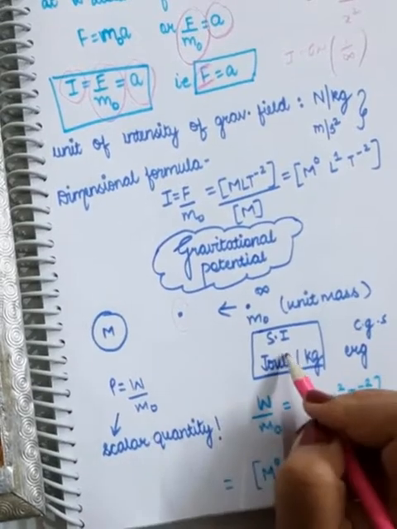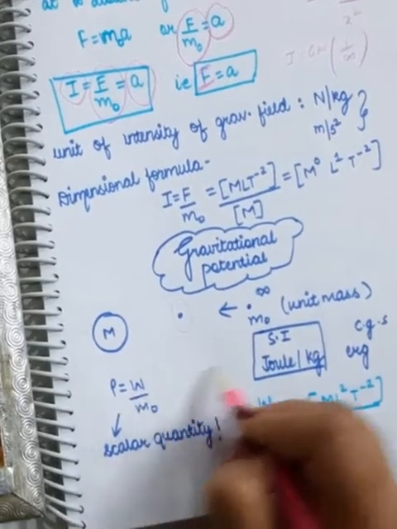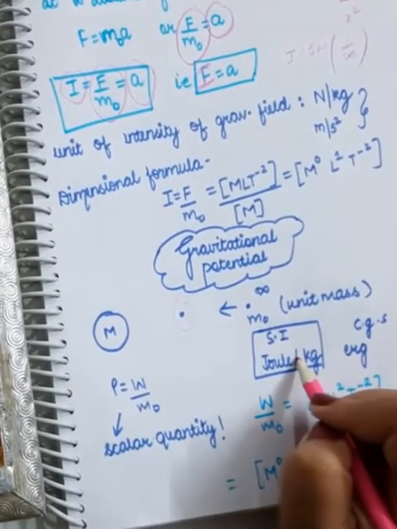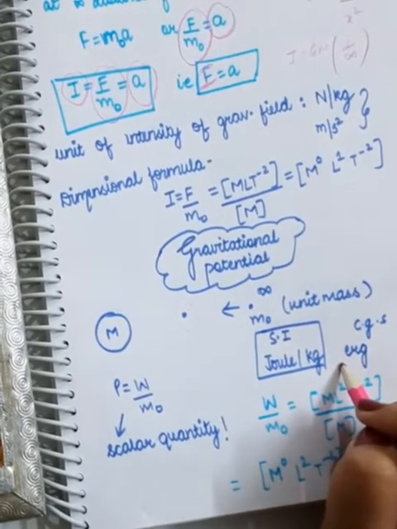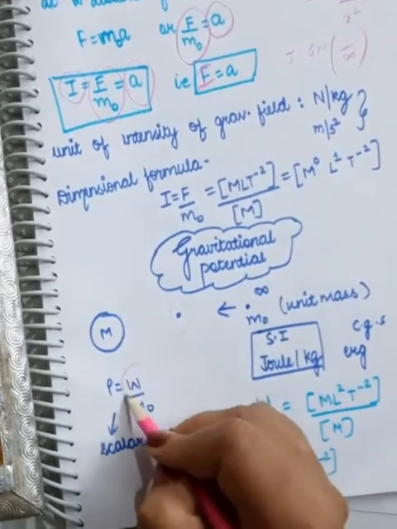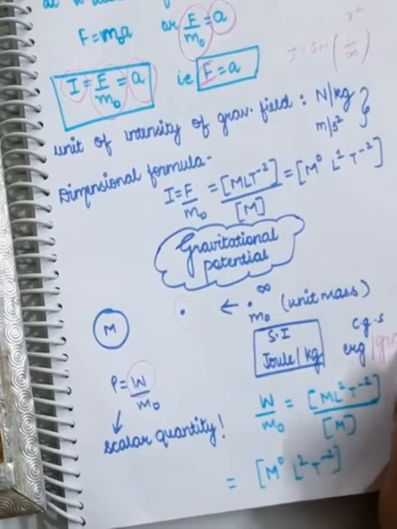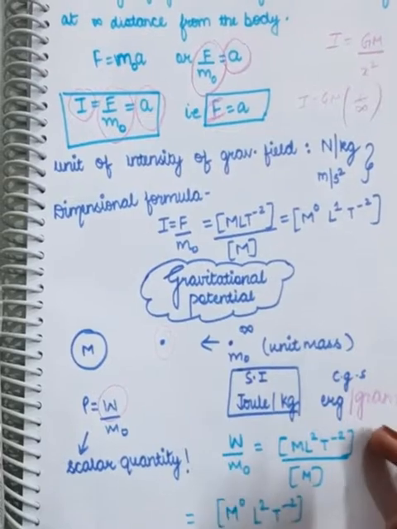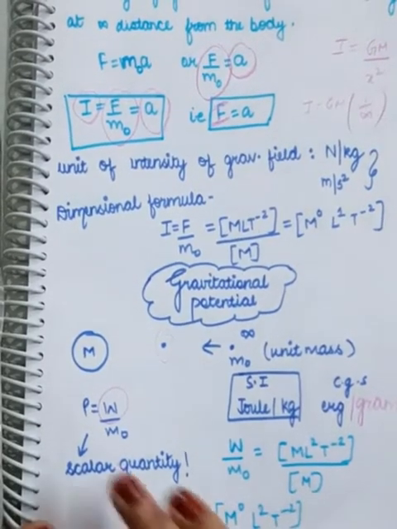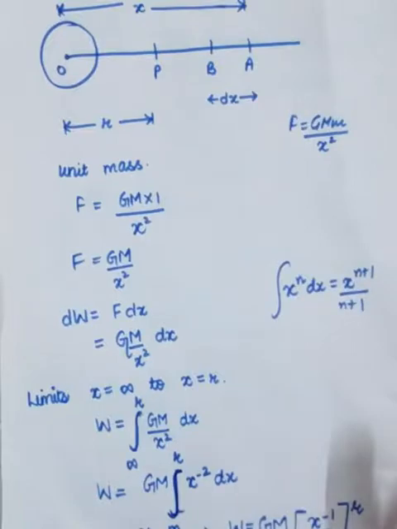So its SI unit is joules per kg, since it's work done per unit mass. Work done is measured in joules, mass is measured in kgs, and that's why we get joules per kg. When you switch to the CGS unit, work done is measured in ergs and mass is measured in grams. So ergs per gram is the CGS unit of gravitational potential. It's a scalar quantity since work done is a scalar quantity, right? So then you can find out the dimensional formula also.